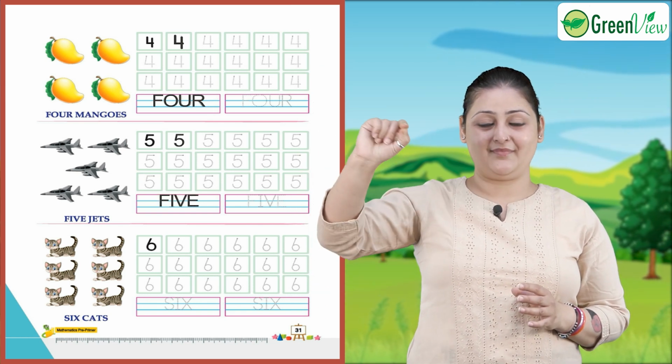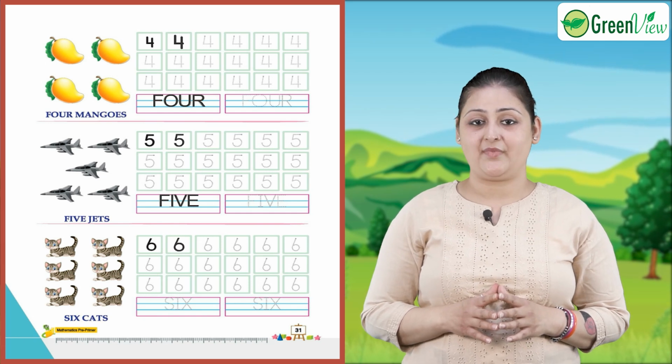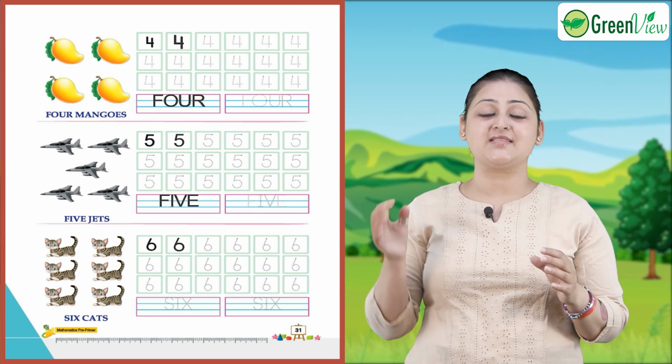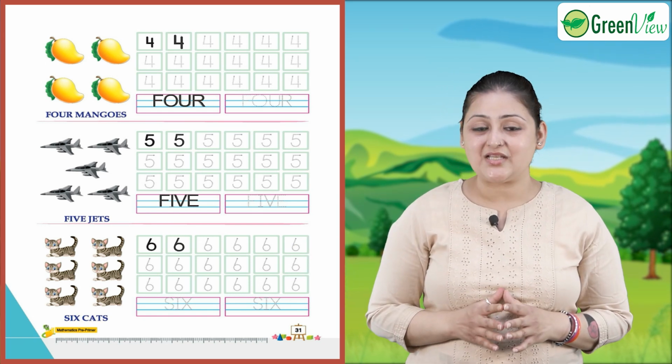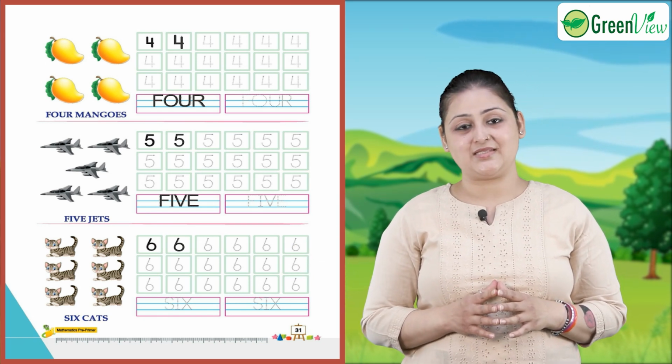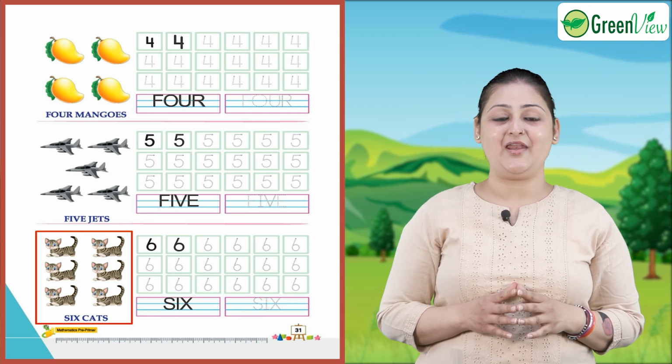6. Now trace the tracing dots to practice 6. What is the number name for 6? S-I-X 6. Now trace the tracing dots to practice 6. How many cats are there? There are 6 cats. Very good.